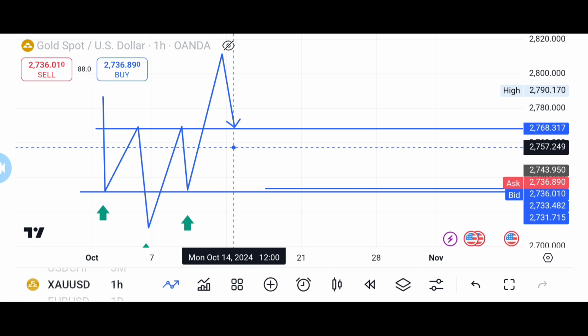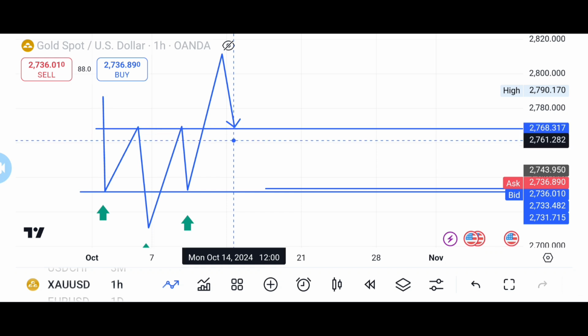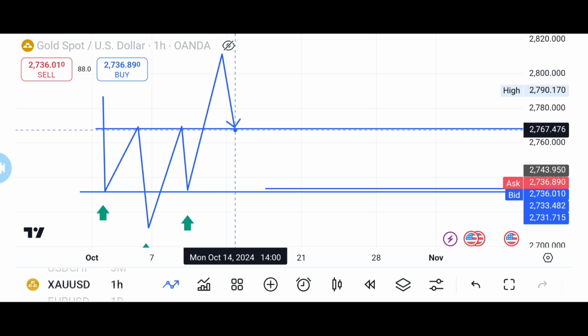The rule of this setup is, once the price is retesting, it must not break the neckline downward with a full body bearish candle. So I will enter here. I will place my trade here.